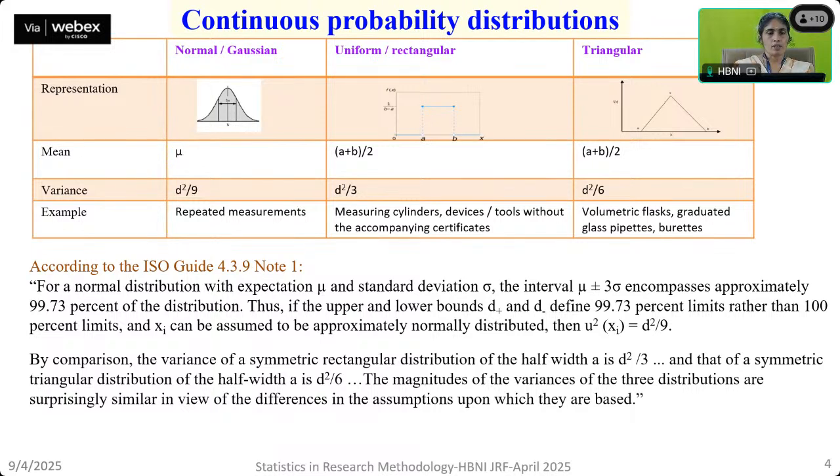When we apply statistical analysis, we essentially look for the parameters mean as well as variance. Variance is nothing but the square of the standard deviation. So mean and standard deviation, or essentially the variance.